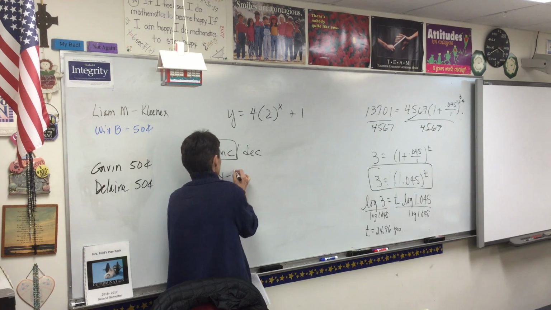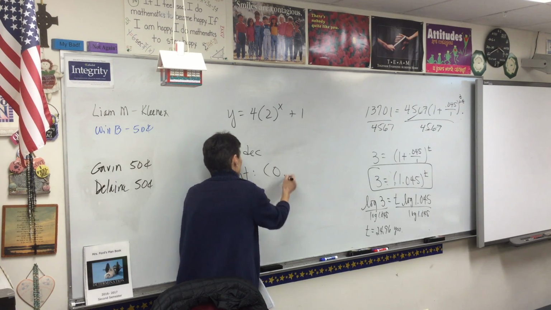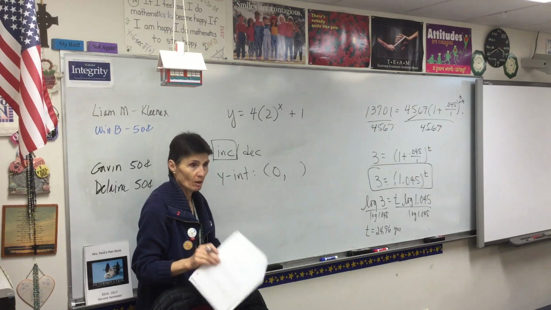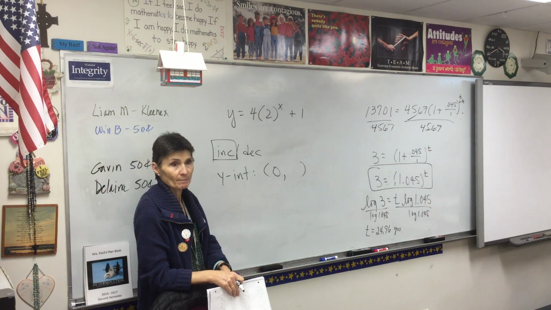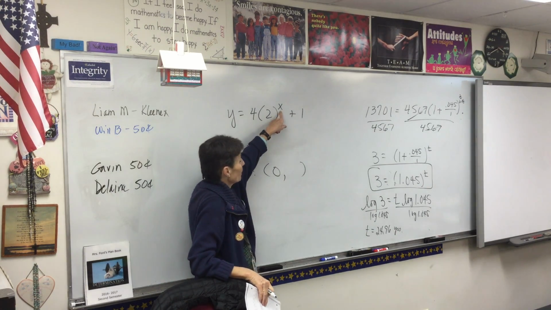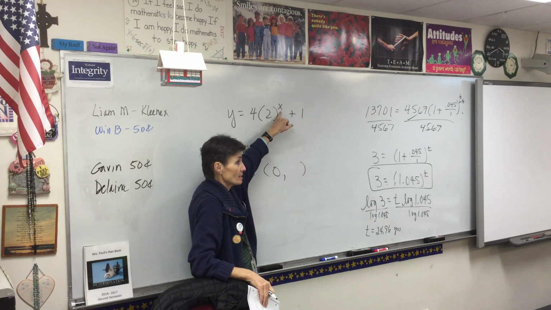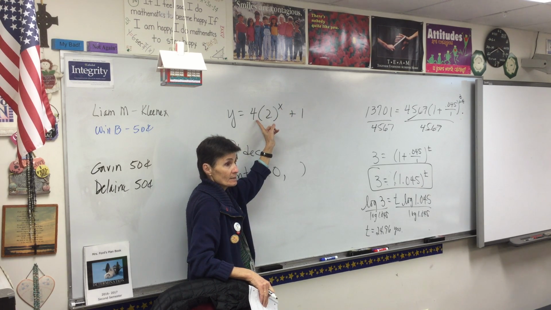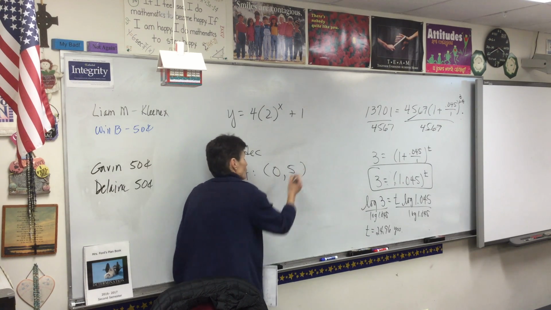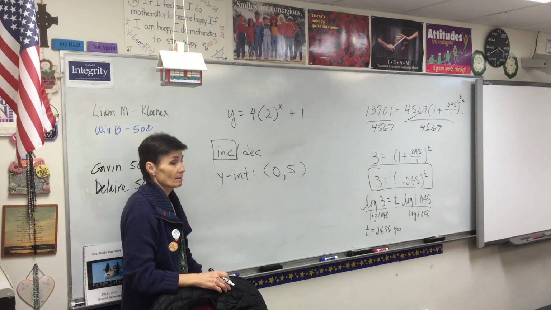What's my y-intercept? I don't know, but I know x is going to be 0. That's how I find the y-intercept. So if I put 0 in there, 2 to the 0th is 1. Times 4 is 4. Plus 1 is 5. So your y-intercept is 5.